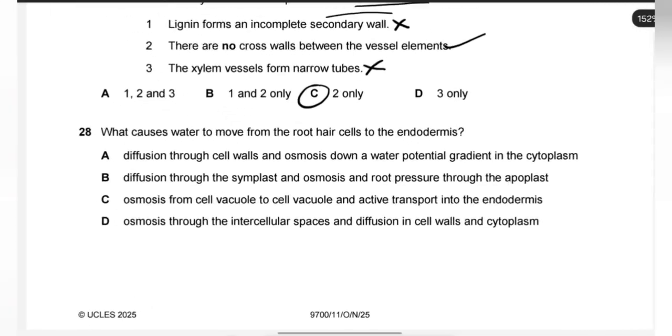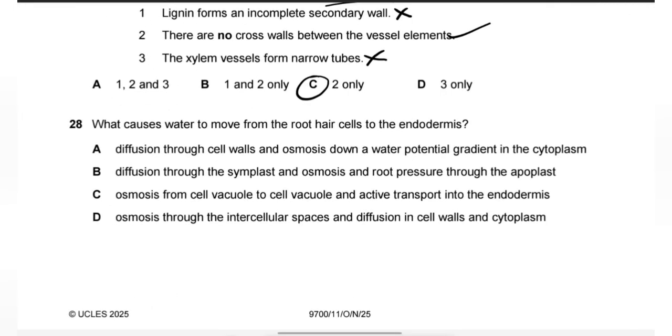Now on number 28, it says, what causes water to move from the root cells to the endodermis? I hadn't gotten the question the first time. So now going through our answers, A is saying diffusion through cell walls and osmosis down a water potential gradient in the cytoplasm. This looks just fine for the movement of water from root cells to the endodermis. It looks just perfect. But let's go through the other options.